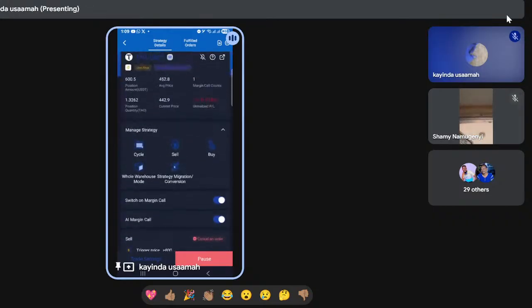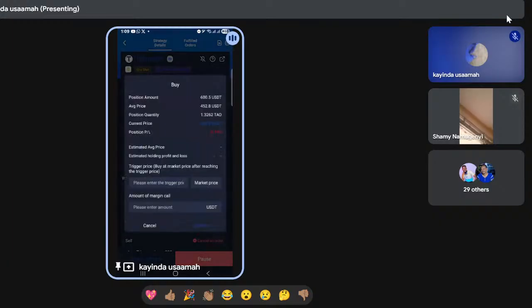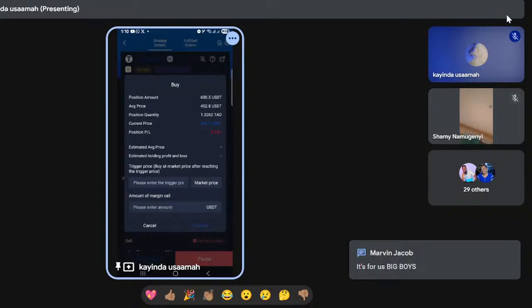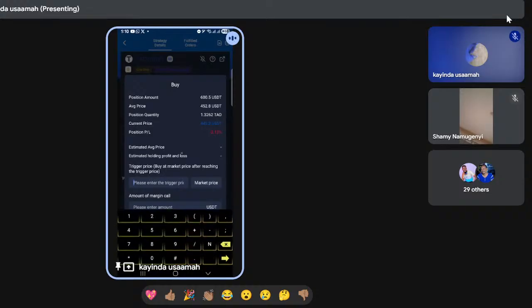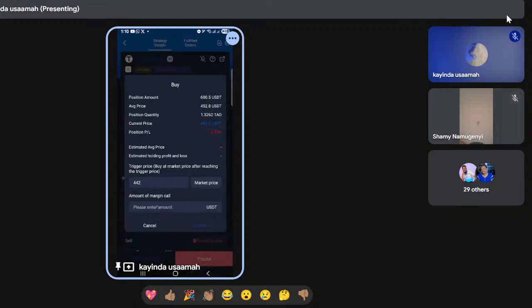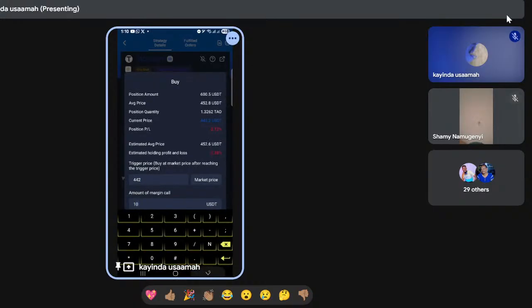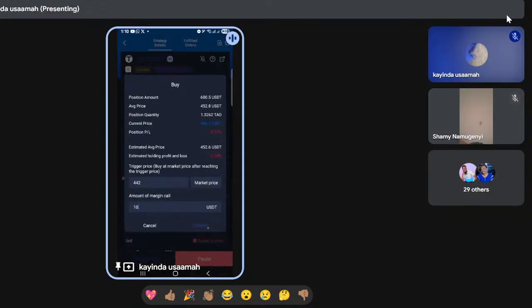Then there is a buy button. What is this buy button doing? You are telling the robot to buy. Maybe you don't want to wait for margin calls, or you want the robot to buy this coin. Let me give an example. I can tell my robot that if this coin comes to 442, the current price is 443.2. When it comes to 442, invest $10. Invest 10, then I confirm.